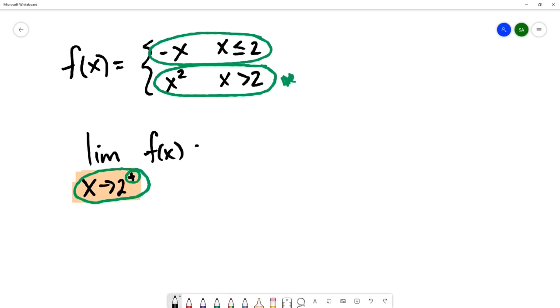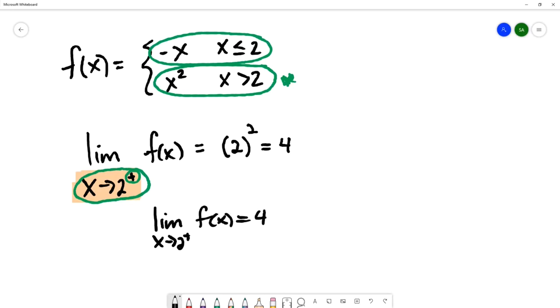So I can just use direct substitution, and I'll use that equation x squared and substitute 2 into x squared to get 4. So we've got our limit as x approaches 2 plus of f of x being 4.